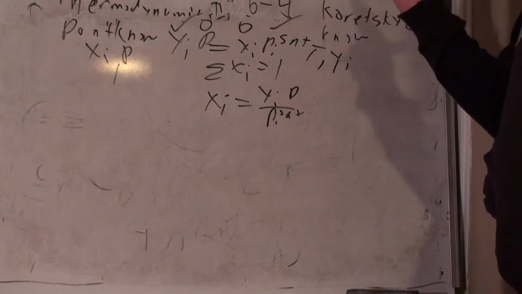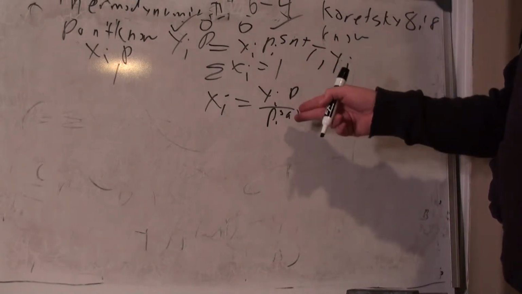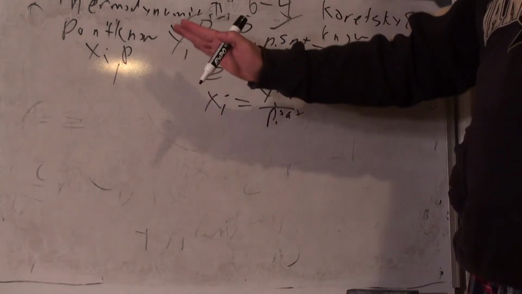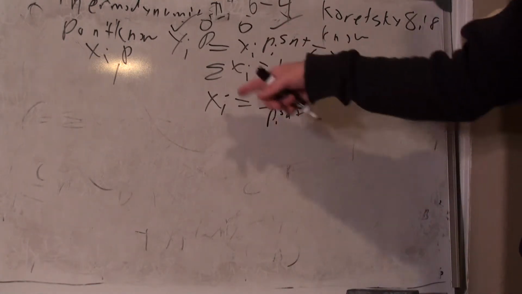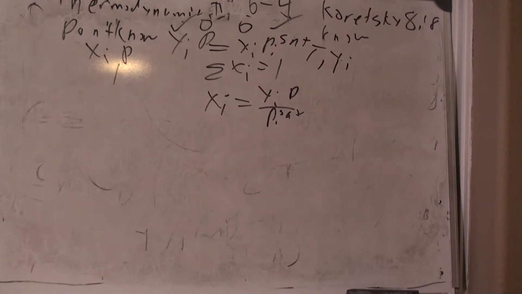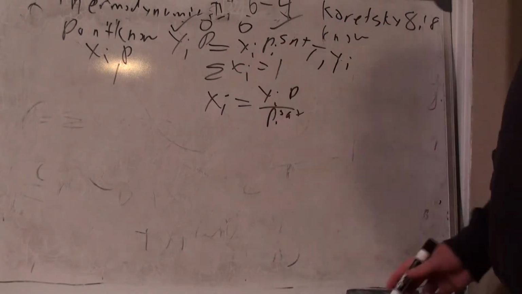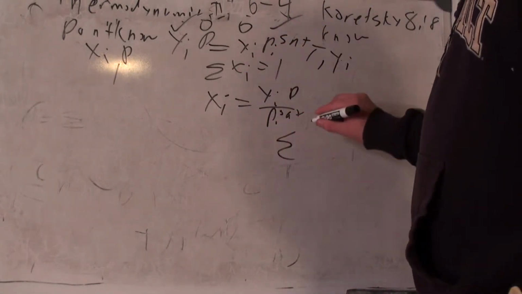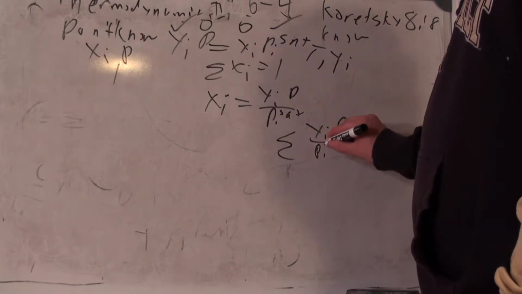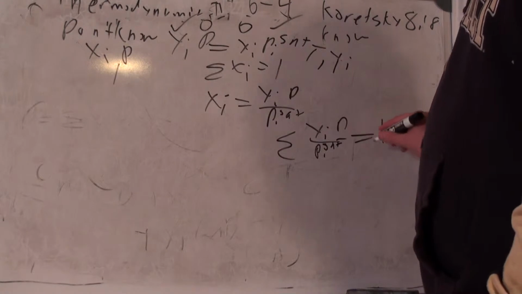Well, I could attack P and say, okay, P equals xi Pi sat over yi. That doesn't really help me because I don't have another equation that has P. I only have one equation that has P. But if I do xi, then I can solve for each xi, plug xi generically into the summation equal to 1, and then I'm good to go. So let's do that. Summation of yi P over Pi sat equals 1.